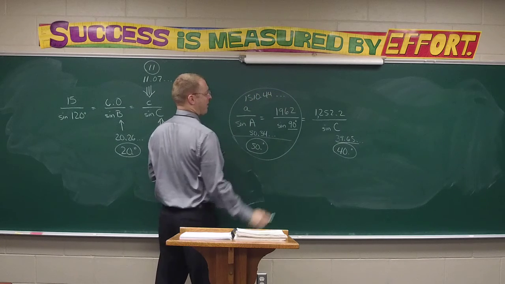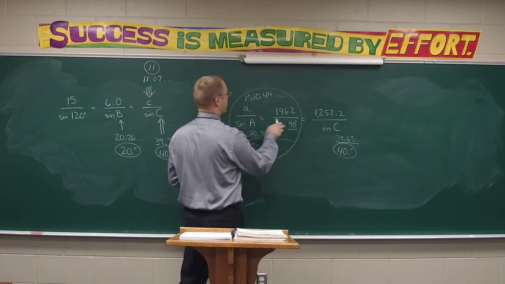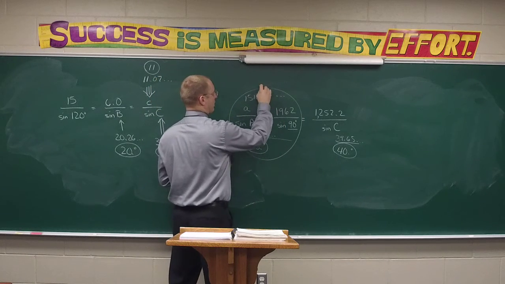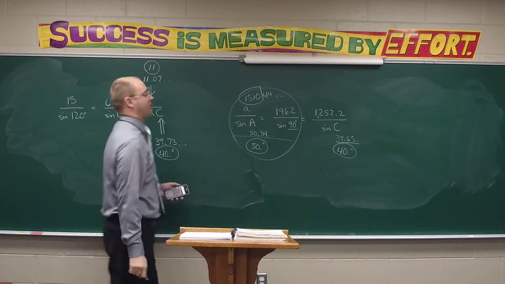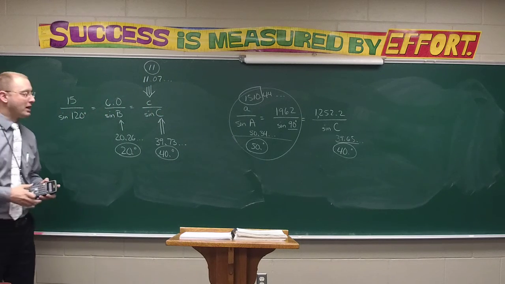1,510.44. How many sig figs on the side class? Four. Either four or five, so we'll cut it off at four, and we'll cut it right there. 1,510 was our side A. Did we get that for side A? All right, questions on these?